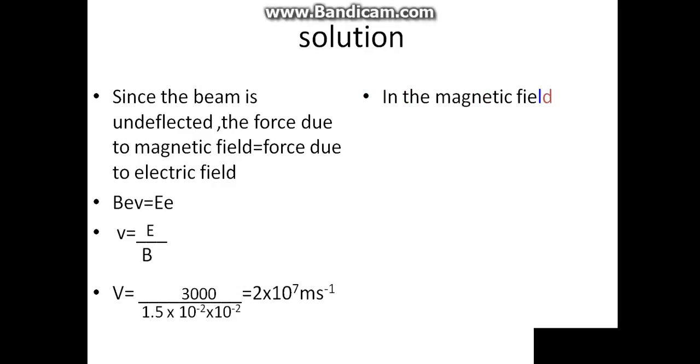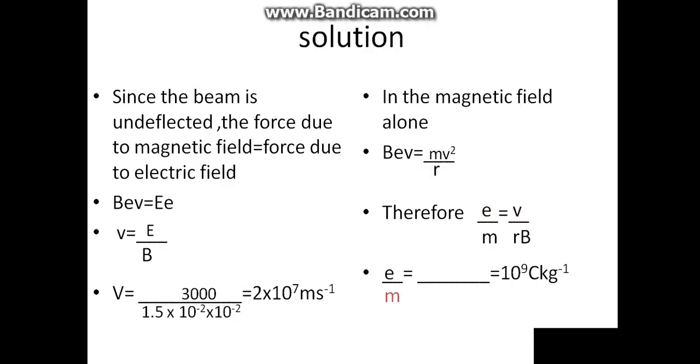In the magnetic field alone, BeV is equal to mv squared over r. Therefore, e over m is equal to V over rB. e over m is equal to 2 × 10^7 over 2 × 10^-2, which is equal to 10^9 coulomb per kilogram.